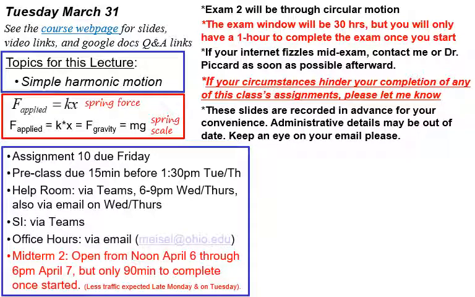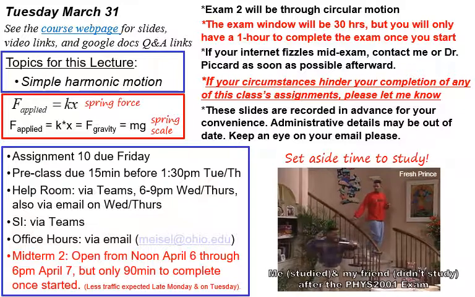One more important organizational thing is that these slides are, of course, recorded in advance. I try to do that so that you have extra time to get a chance to look at them. But that means that some of these details can change, right? So please keep an eye on your email, and that's always going to supersede what I say here. What I say here, I try to be as correct as possible, but things, of course, change.